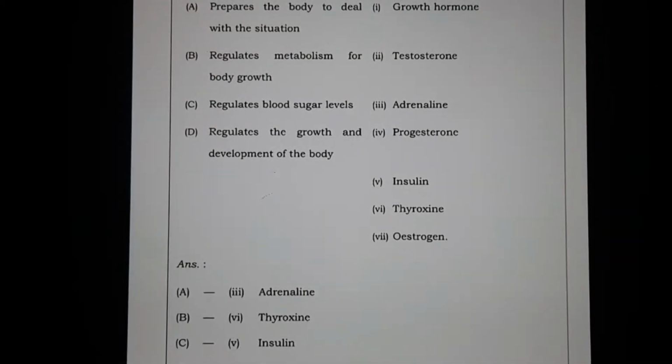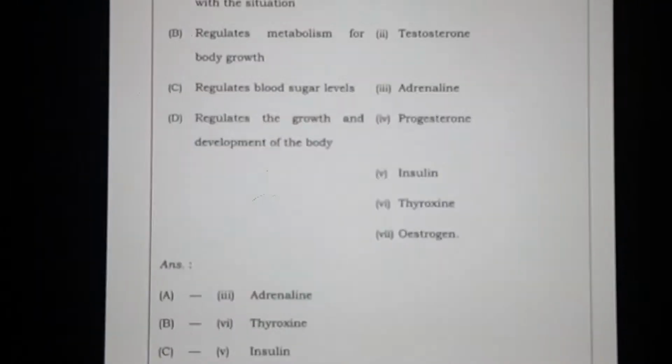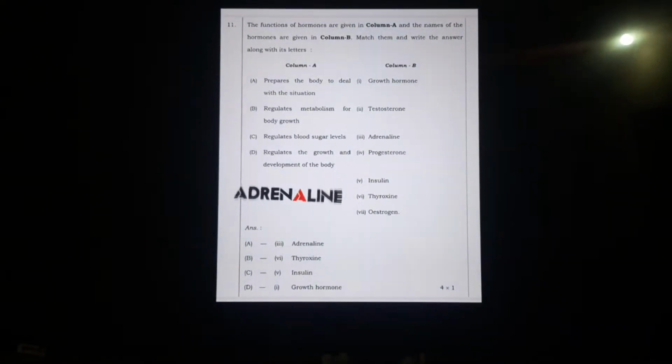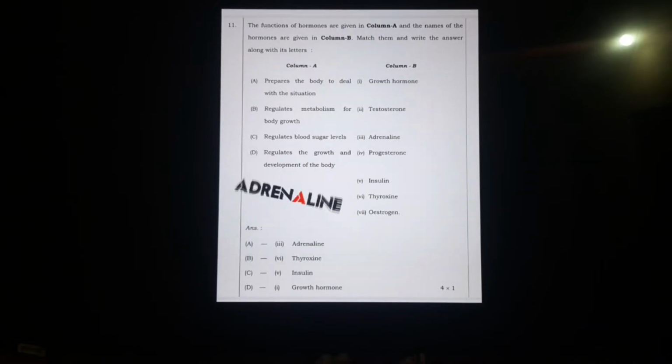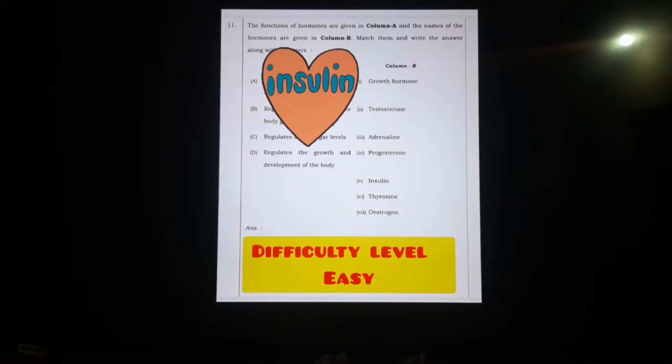Next question. The functions of hormones are given in column A and the names of the hormones are given in column B. Match them and write the answers along with their letters. A prepares the body to deal with the situation. So for this the hormone is adrenaline. B regulates metabolism for body growth. Here the answer is thyroxine, that is the sixth one. C regulates blood sugar levels, that is insulin, 5. D regulates the growth and development of the body, that is growth hormone, number 1 in column B.